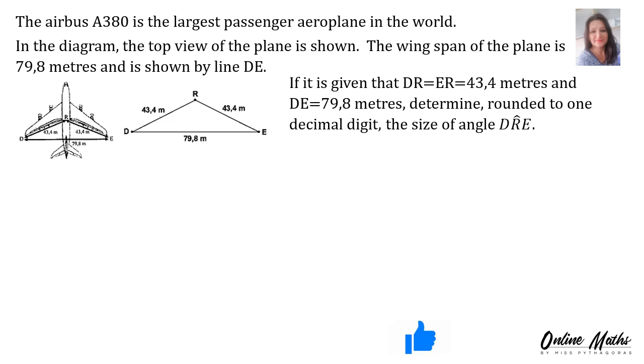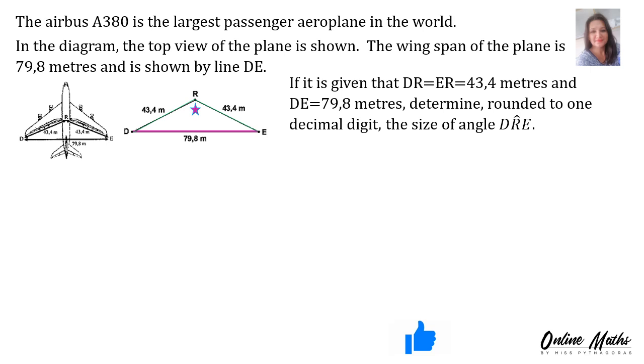The Airbus A380 is the largest passenger aeroplane in the world. In the diagram, the top view of the plane is shown. The wingspan of the plane is 79,8 meters and is shown by line DE. If it is given that DR is equal to ER and they are equal to 43,4 meters and DE is 79,8 meters, determine, rounded to one decimal digit, the size of angle DRE.